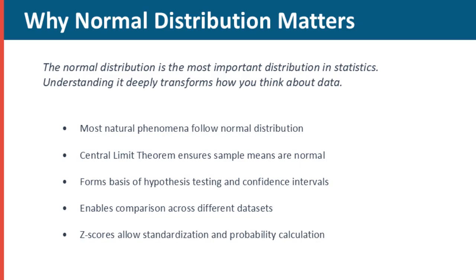Fourth, z-scores enable standardization. You can compare heights to weights or test scores across different subjects, apples to apples, using z-scores. This power comes from understanding the normal distribution. Fifth, z-scores let you calculate probabilities. With one formula, you can answer what percentage of data falls in this range, and that is incredibly useful.